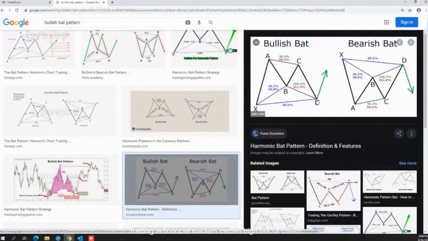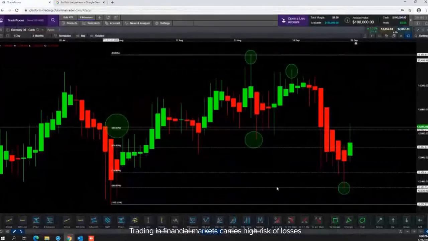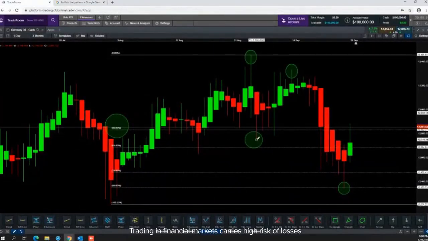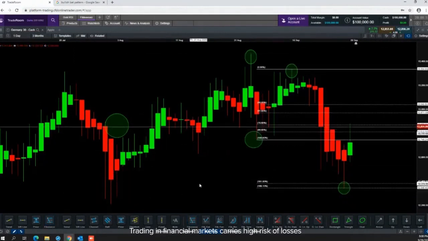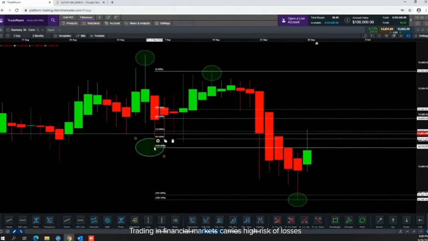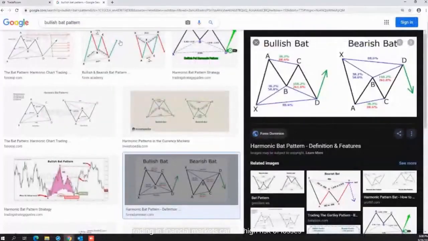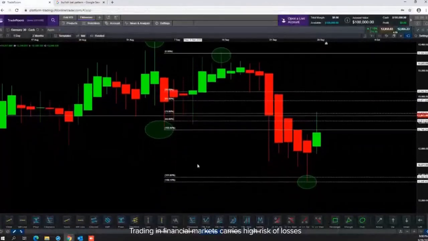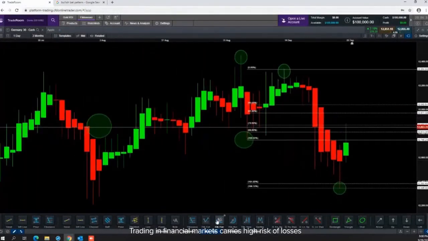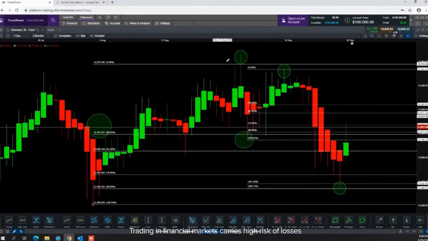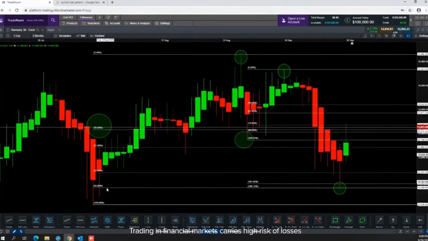Just for me to double confirm, I will also check my B and C. So let me close this. So as per B and C, I'm going to take from this point to this point here. It is showing 161.8 or 168.1. So as per the bullish bat, it needs to be at 168.2. So we are somewhere there, 168.1, 168.2. So this is colliding, whereas X and A has to be at 88.6, also has converged.